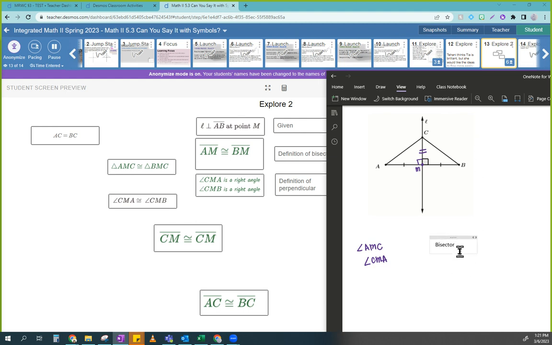Bisector, two congruent parts. So whenever I use the definition of bisector on this side, it's going to say something's congruent to something. So can you remember what bisect means? Bi means two. Sect means cut or sections, right?